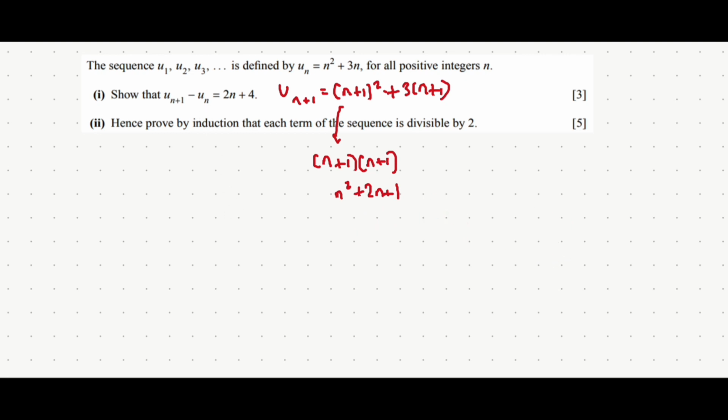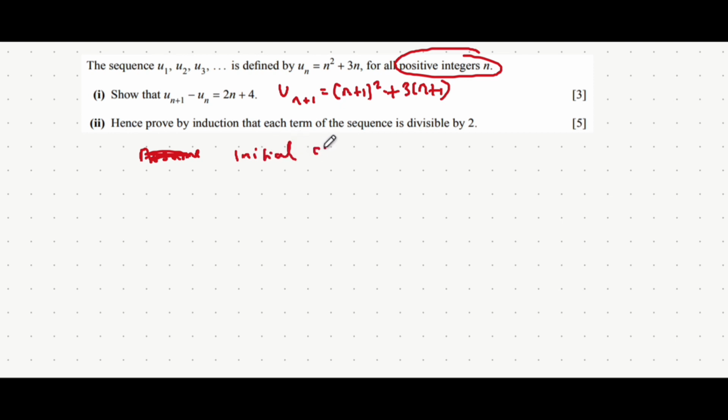Hence, proof by induction, each term of the sequence is divisible by 2. Okay, so what we're going to do is assume, oh wait, even before we start with that, we start with the initial case, don't we? So because it says for all positive integers n, that starts from 1 upwards. For the initial case, we're going to take the smallest value that n could be, which is a positive 1, and substitute that into both sides of the expression.